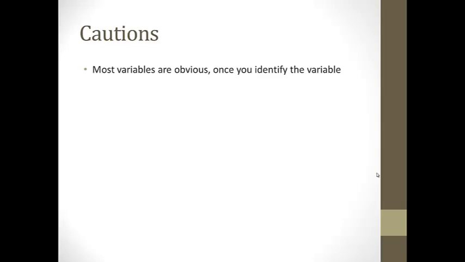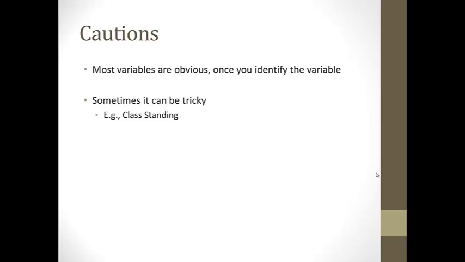A few cautions. Most times, identifying whether a variable is categorical or quantitative is fairly straightforward. I think the trickier part in general is identifying what the variable is. Once you've identified it, classifying it as categorical or quantitative is usually straightforward. But there are some exceptions.